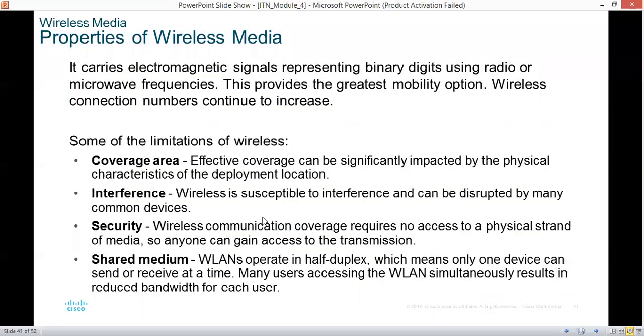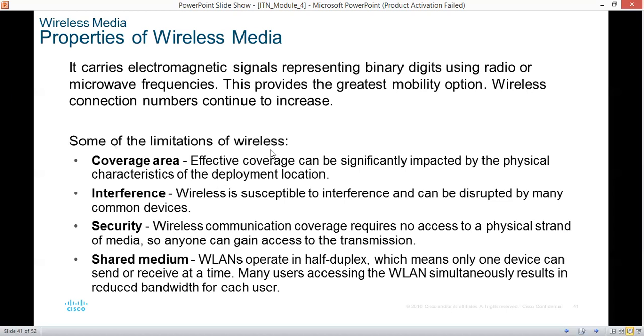So the wireless media, properties of wireless media: it carries electromagnetic signals representing binary digits using radio or microwave signals. This provides the greatest mobility option. Wireless connection numbers continue to increase because of the flexibility. Before now, everything has been on wired. Most of us actually knew what we suffered using wire. Anywhere you go, you have to connect a cable for you to browse. But today, wireless is the order of the day, in as much as there are a lot of security vulnerabilities when it comes to wireless networks.